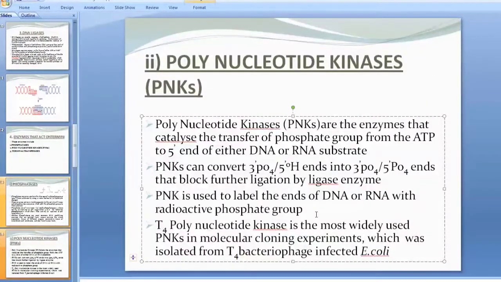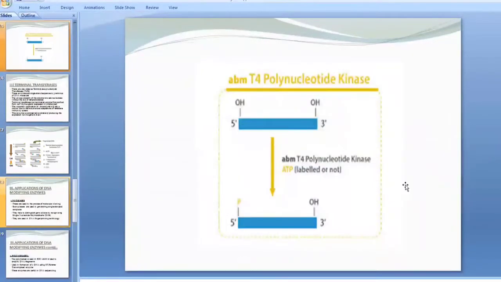The best example for these PNKs are the T4 polynucleotide kinases, which are widely used, which are isolated from the T4 bacteriophage virus infected E. coli. So the T4 bacteriophage infected the E. coli, and from this bacteria these PNKs are isolated. Next, you can see here how one phosphate group is added to the 5' end of that particular DNA molecule.